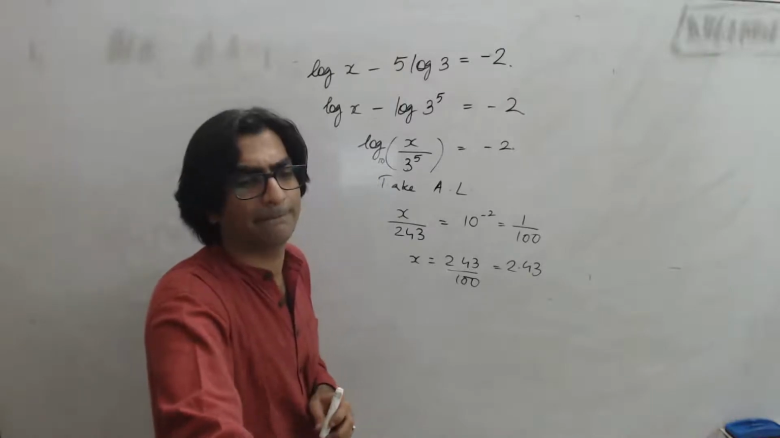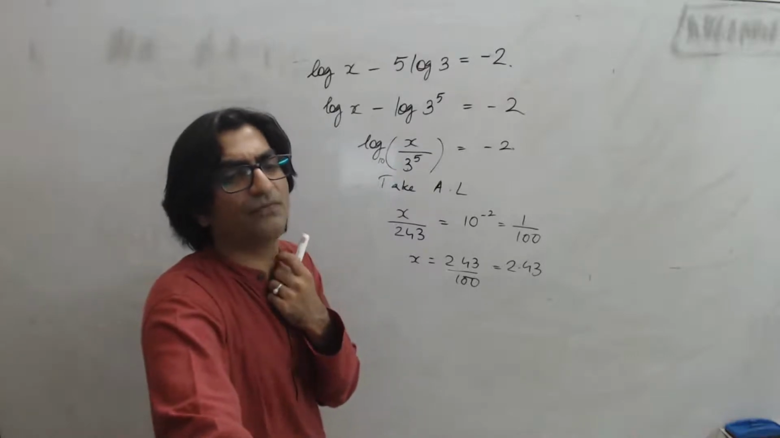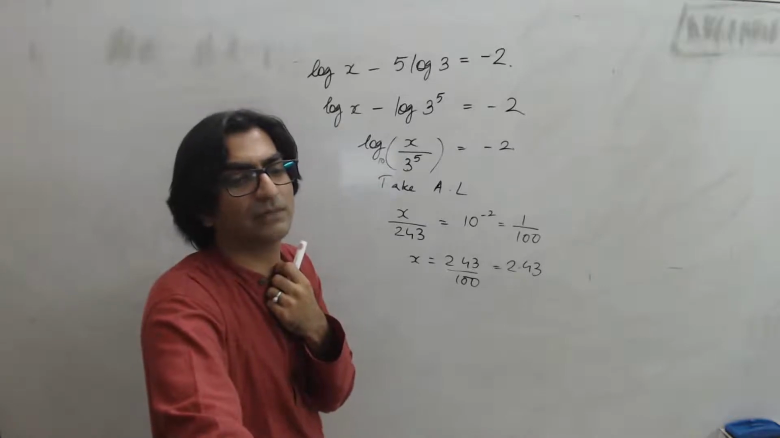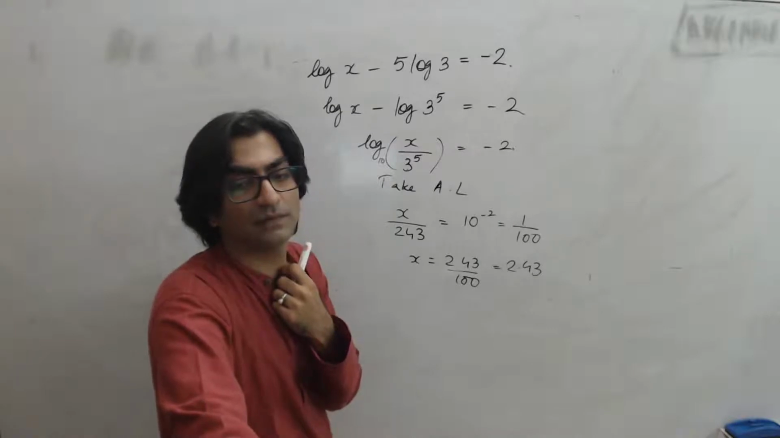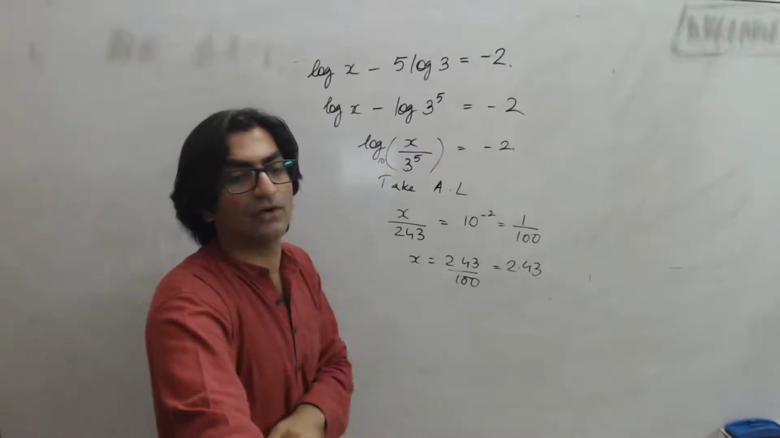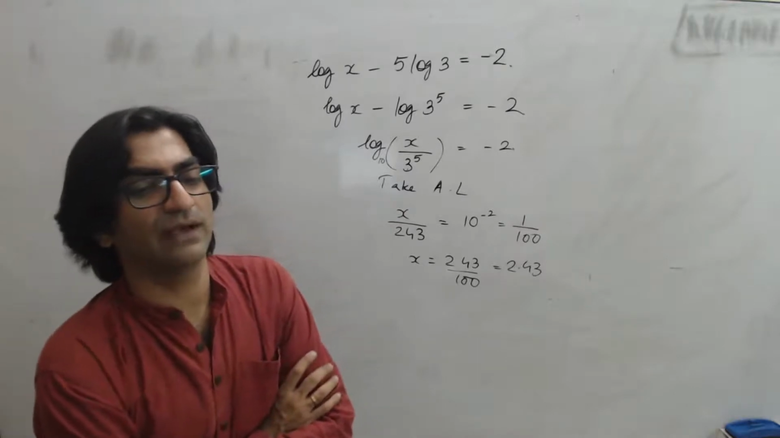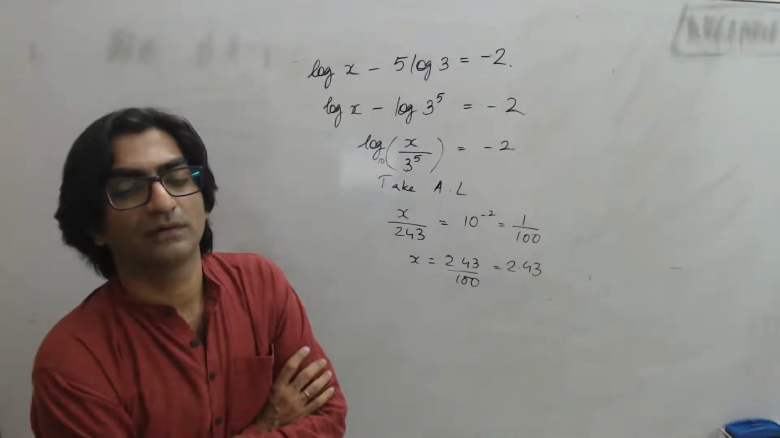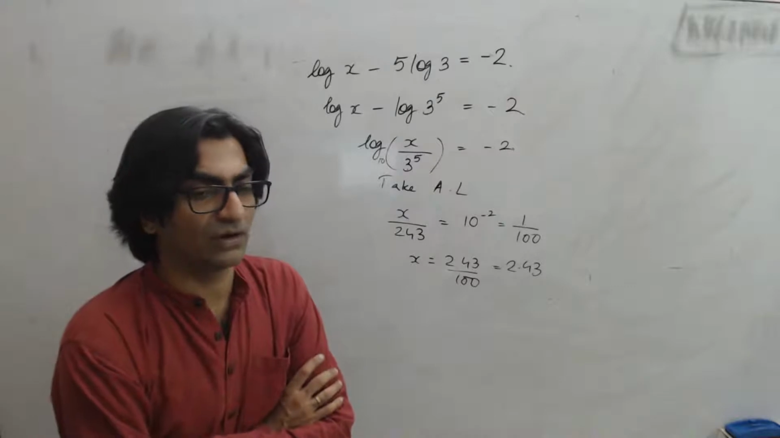Okay, more on the same lines. How about question number 25? The value of log 2 is given, and the question asks you to calculate the value of log 5. If log 2 is known, what is the value of log 5?